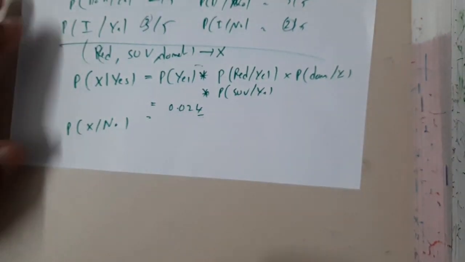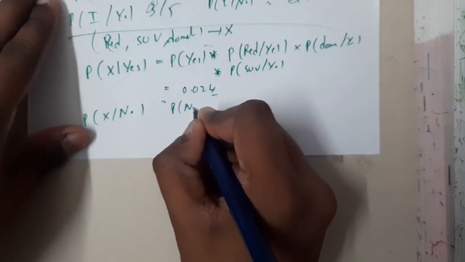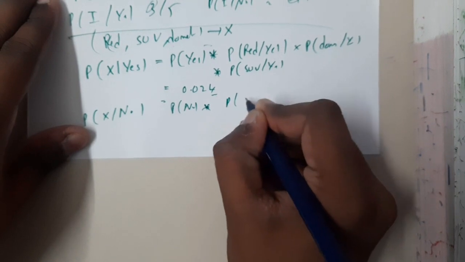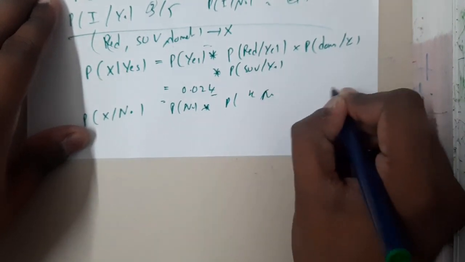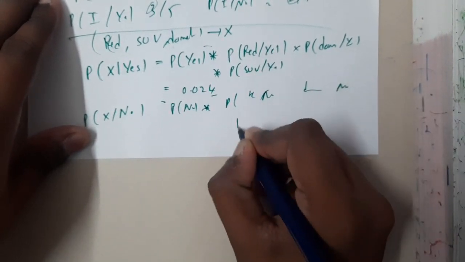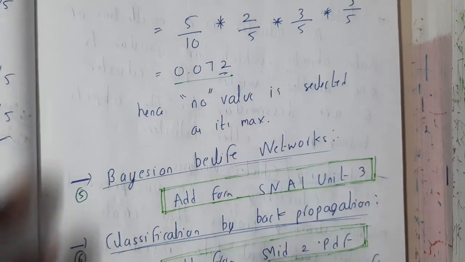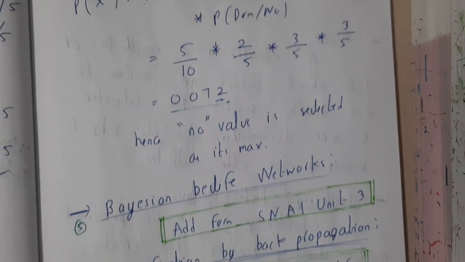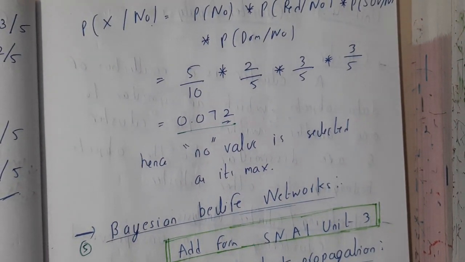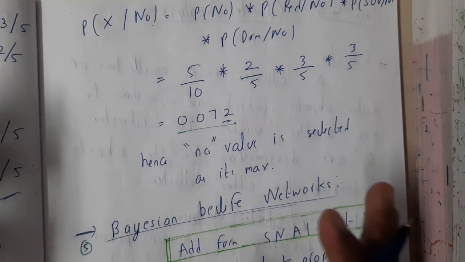Similarly for no, first you write the probability of no, into probability of no being red, probability of no being domestic, probability of no being SUV. You calculate them, and again you will get the value 0.072, guys. I hope everyone got some basic idea on this, right? Okay, so now the final conclusion.